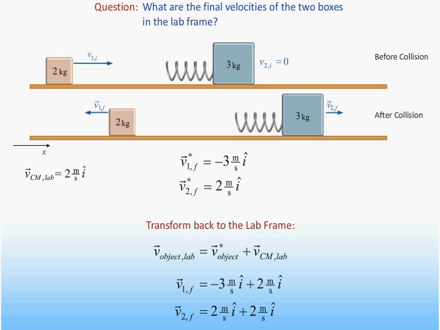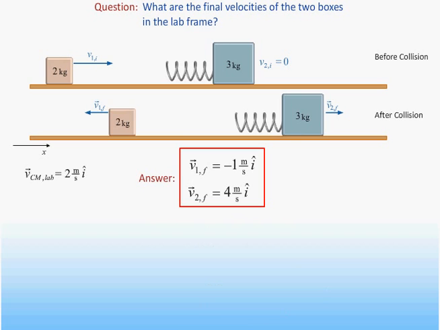When we make these additions, we see that after the collision, box 1 moves with speed 1 meter per second in the negative x direction, and box 2 moves with speed 4 meters per second in the plus x direction. You can verify, using these values, that both momentum and energy are indeed conserved in this collision.